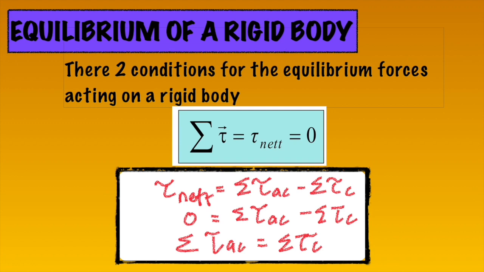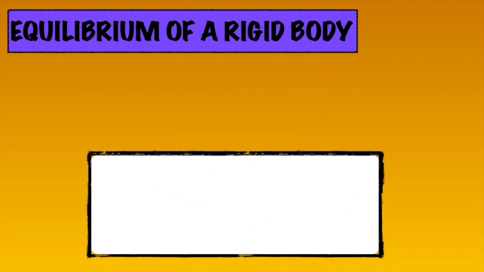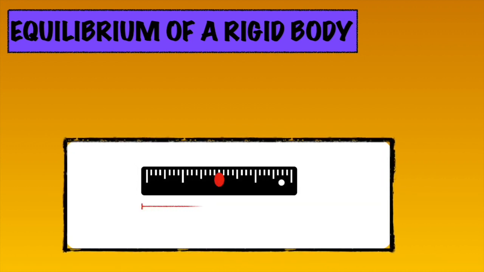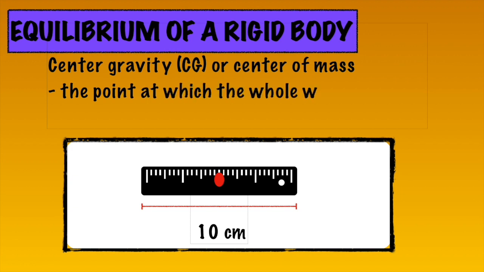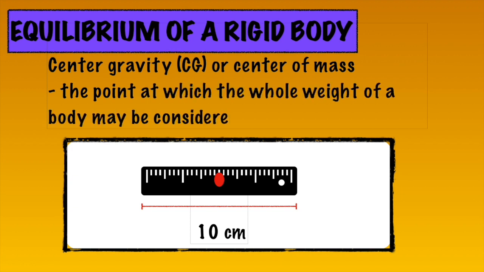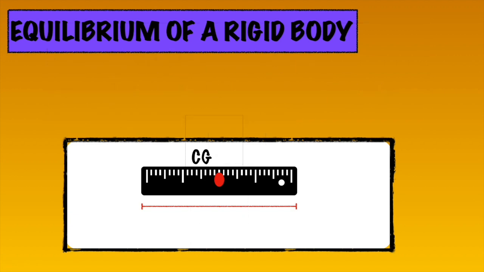For equilibrium of a rigid body, we have a center of gravity. For example, this ruler with 10 centimeter length. Center of gravity or CG or center of mass is the point at which the whole weight of a body may be considered to act. For this ruler, 10 divided by 2, the center is 5 centimeter.